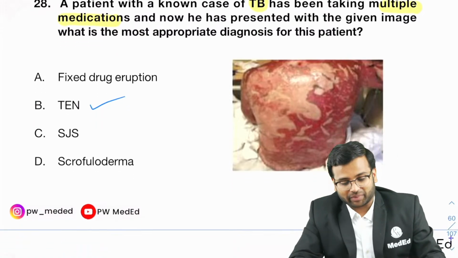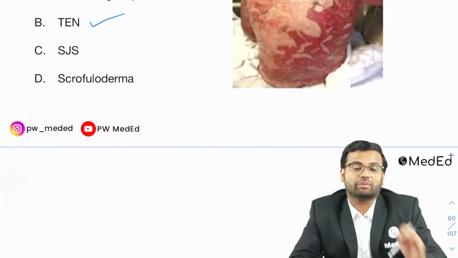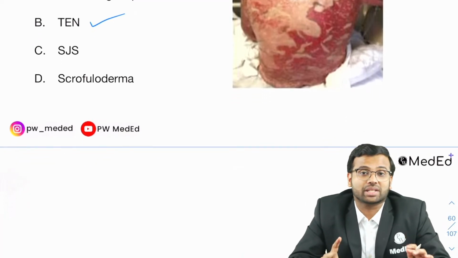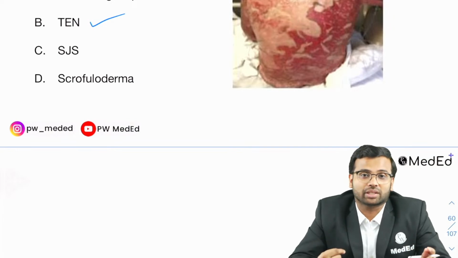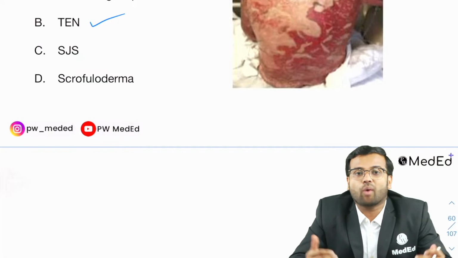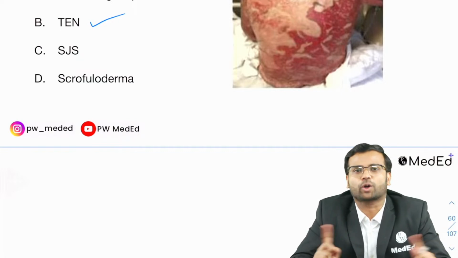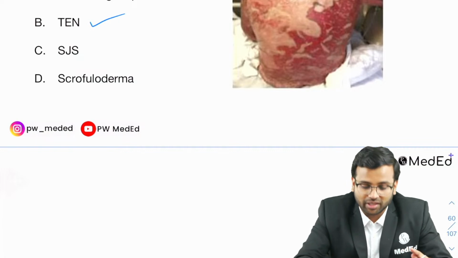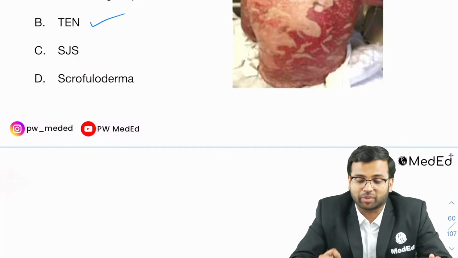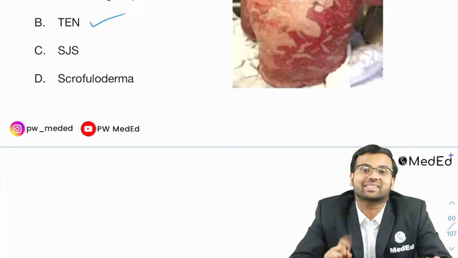Yes, I agree that all of you are answering it as TEN. And what is the reason? So, remember that in this MCQ, the patient has been taking multiple medication. After taking the medication, there is a massive peeling of the skin. How does the patient usually present to you with Stevens-Johnson syndrome or toxic epidermal necrolysis? Yes, very good. Satyajit is answering because the body surface area is more than 10%. Excellent. That is the right answer.